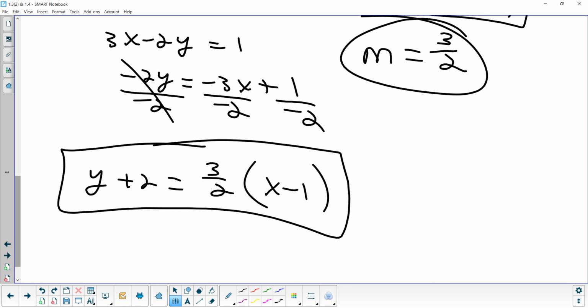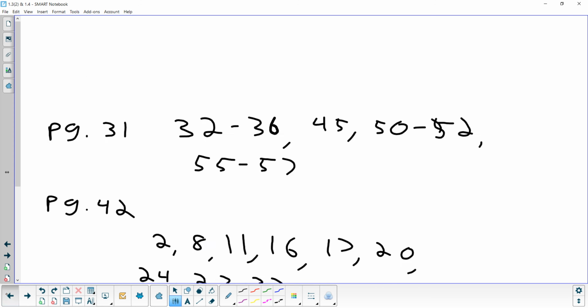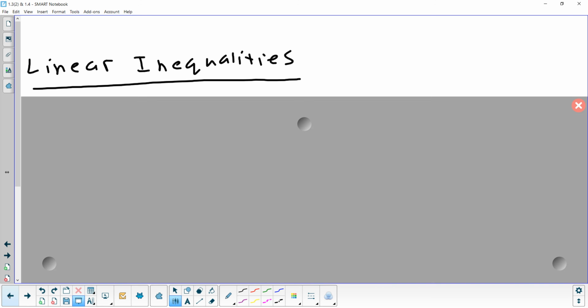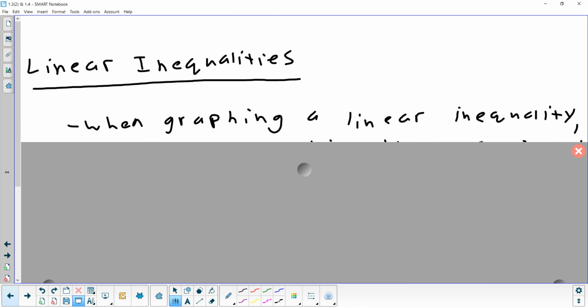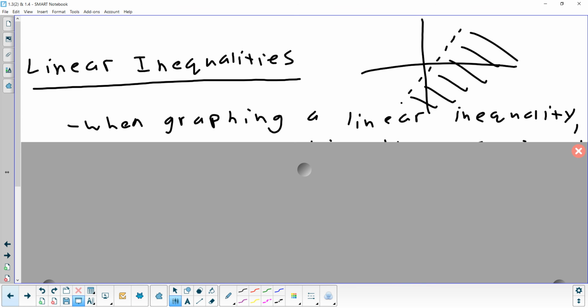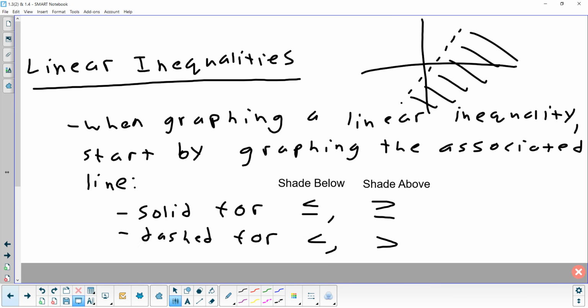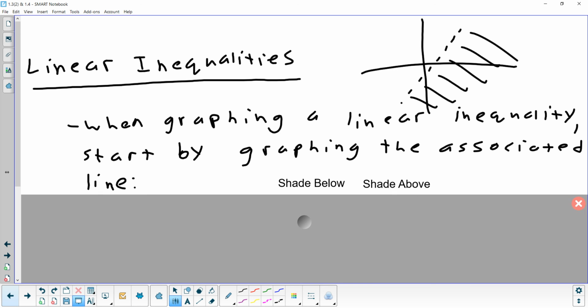All right. So the last thing is graphing a linear inequality. You guys remember kind of doing stuff like this? Draw a line and then shading above and below. So, to graph a linear inequality, the first step is graph the line they give you.